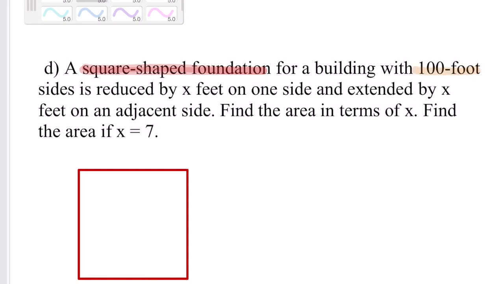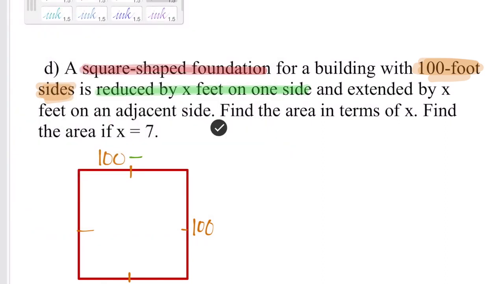And it tells me that I have a 100-foot side. So the original square foundation has 100-foot sides. So I know it would be 100 by 100. Squares are special because we have the same sides all the way around. Every single side is the same. So 100-foot sides, it tells me that one of the sides is reduced by x feet. So on one of these sides, I'm going to take my 100 and subtract x. So it's being reduced by x. X amount of feet is being taken away.